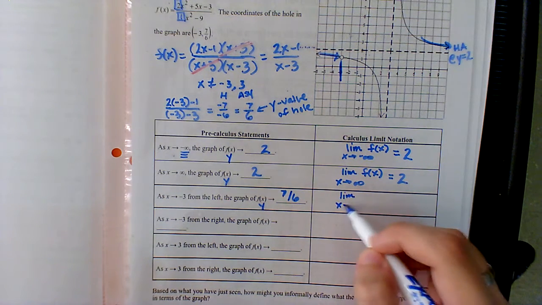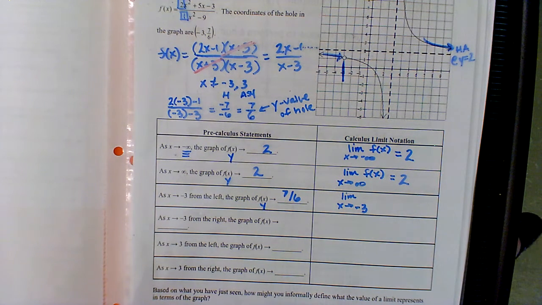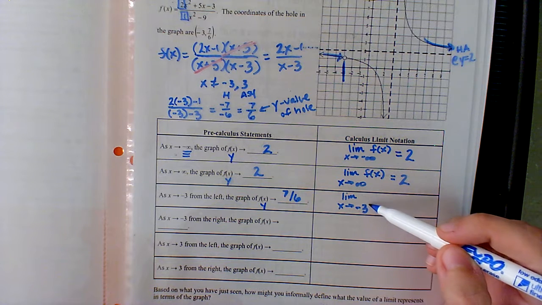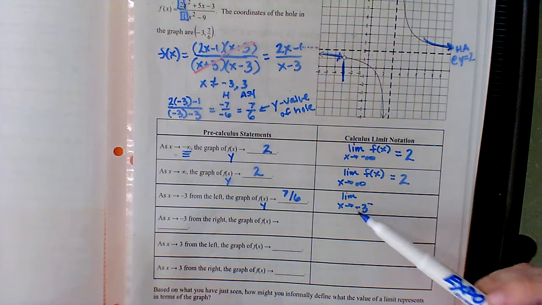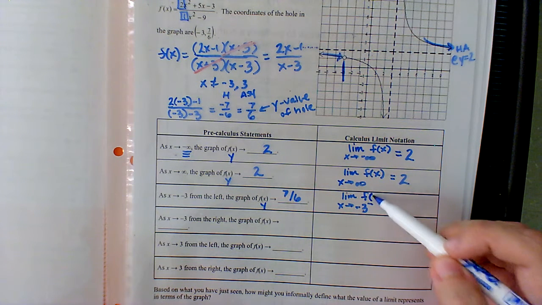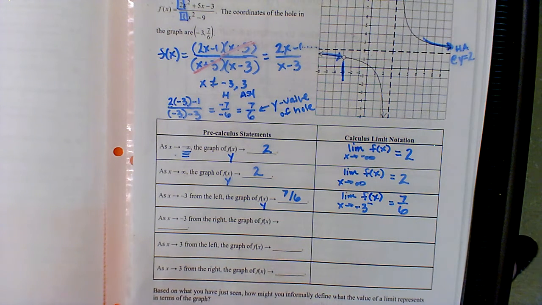So the limit as x approaches -3, just out of curiosity, how might we denote the meaning from the left? Curious if we remember. Okay, so x approaches -3 from the left. We're going to put a little minus sign in the exponent spot. -3 from the left of the f function or graph is 7/6.